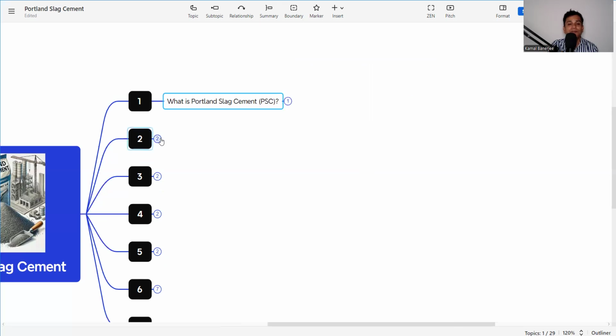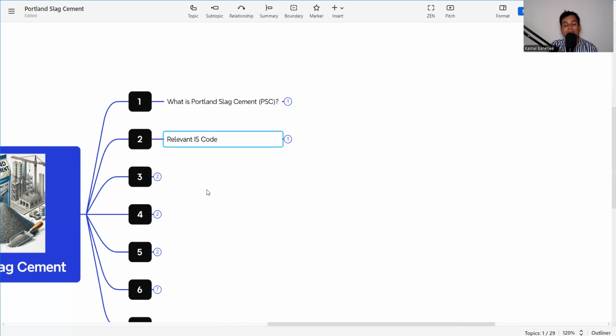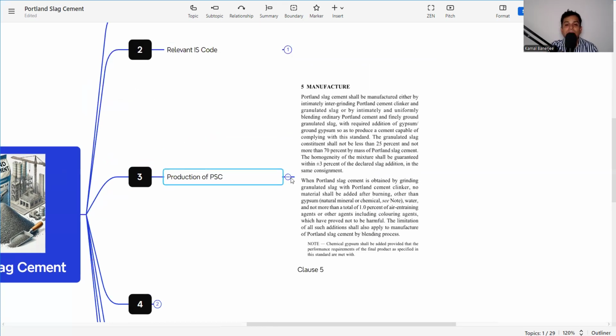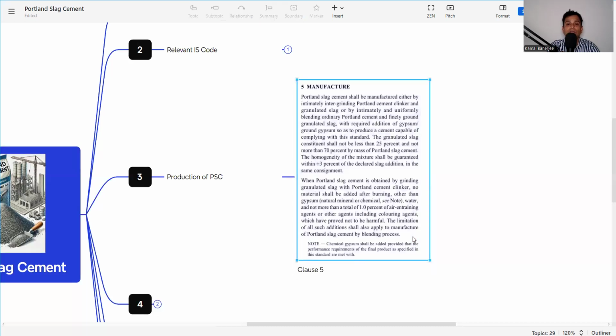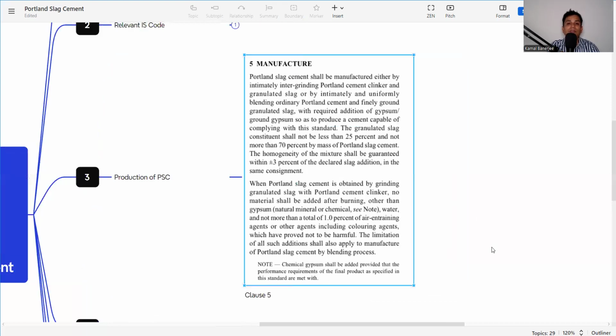The next is, what is the relevant IS code? The relevant IS code is IS 455:2015, reaffirmed in 2020, Portland slag cement specification. This code deals with the requirements of Portland slag cement. Now, how is it produced? It is also mentioned in the IS code in clause number 5 of IS 455. See what it is mentioning.